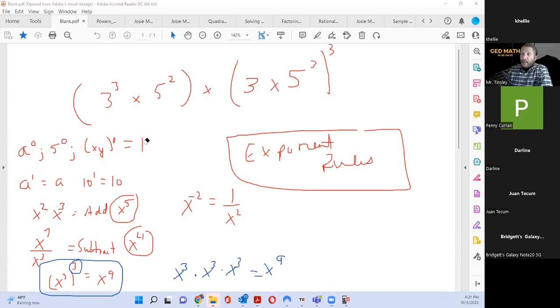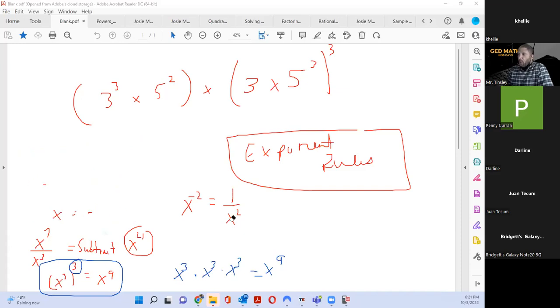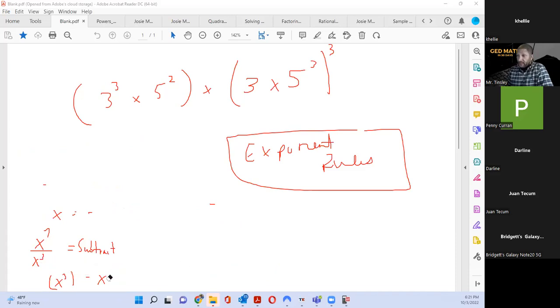Does anybody have any questions on the exponent rules? Is there anything that anybody does not understand? Okay, good. Remember, this is the place where you ask questions. Don't be scared to ask questions here. I'm going to help you pass this test. So if you've got a question, ask it. Don't be scared, ask it.